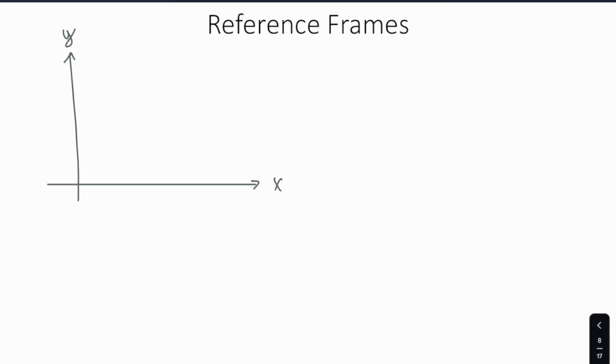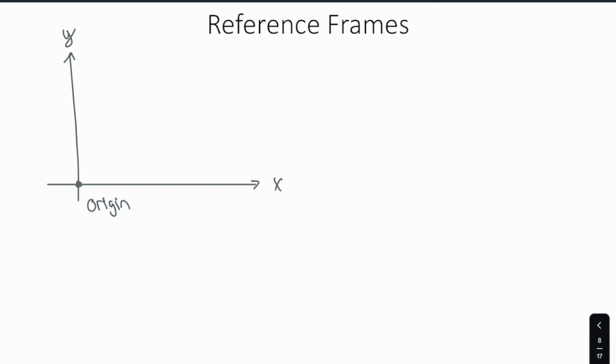We'll define a unique point in space called the origin, and we'll define an x direction, and at 90 degrees from the x-axis, we'll define a y direction, and we'll define a direction of positive rotation.